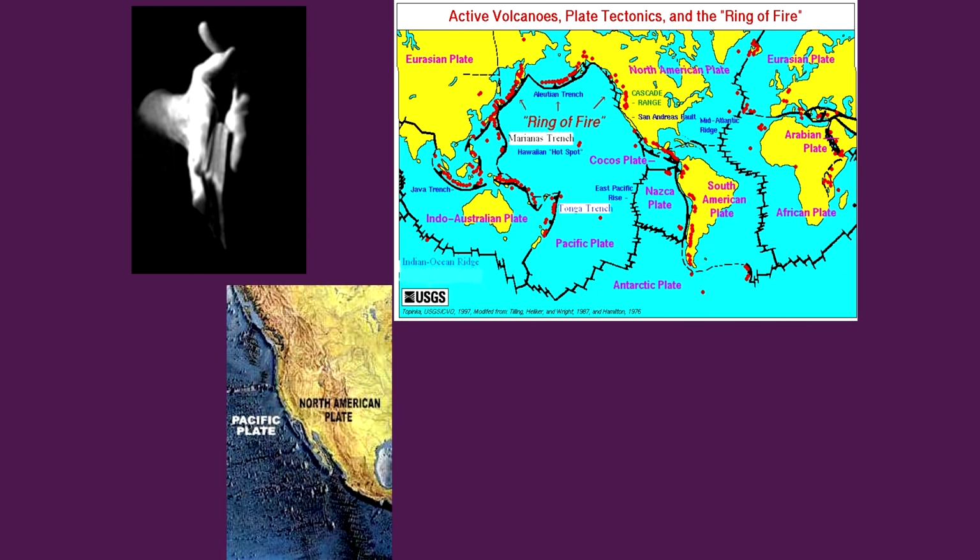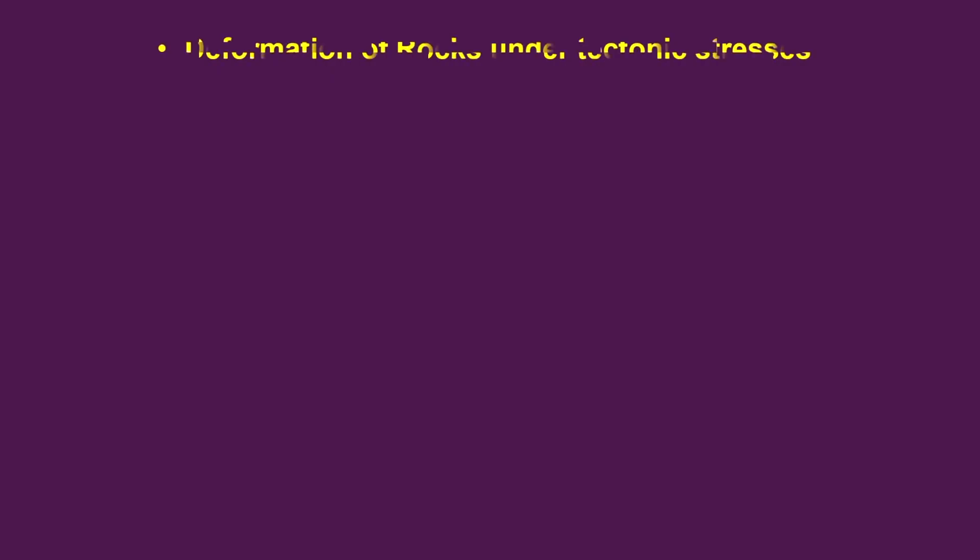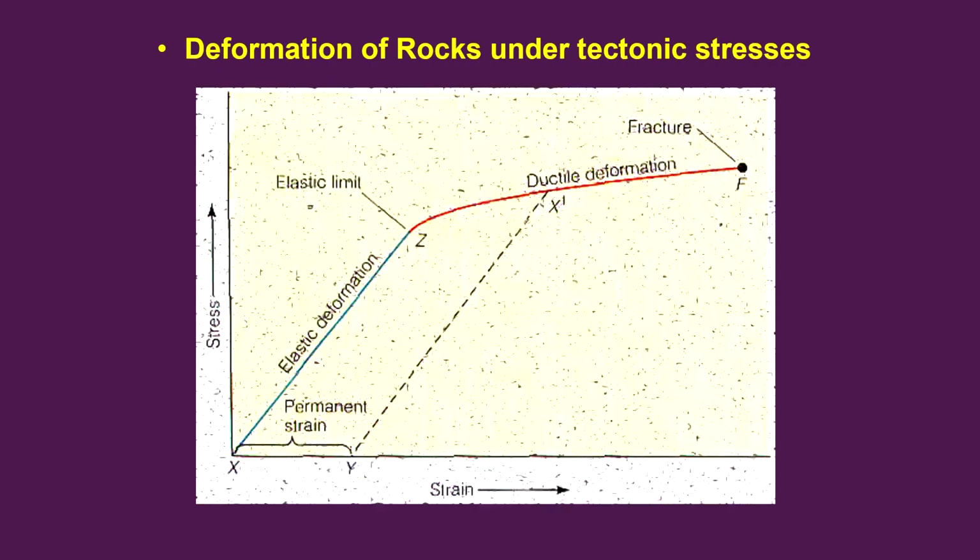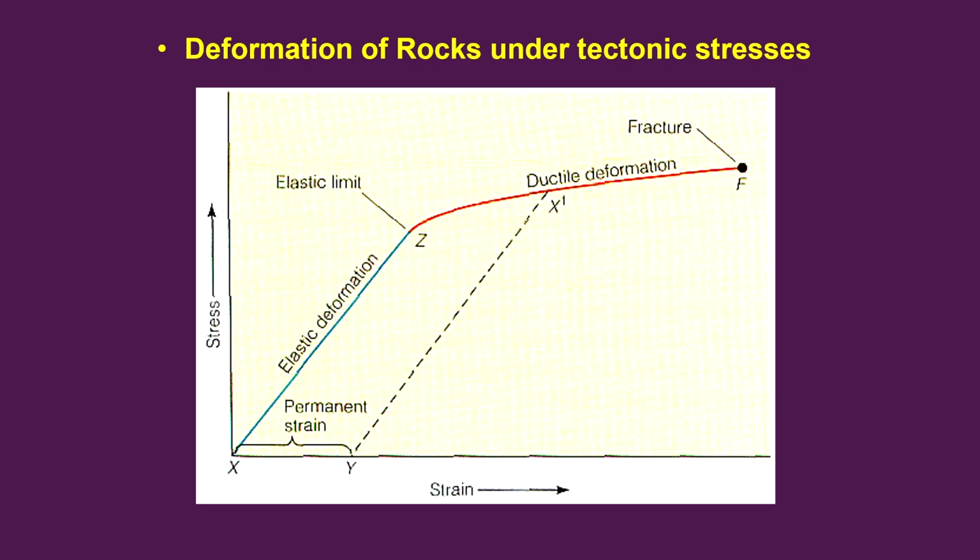This is again what we see, and they have explained this and tried to compare it with the deformation going on between the Pacific plate and the North American plate. So, deformation of rock under tectonic stresses: the material in the crust will have its own threshold limit, but it goes through a process of elastic deformation, ductile deformation, and finally fracturing. This fracturing is what we call an earthquake.